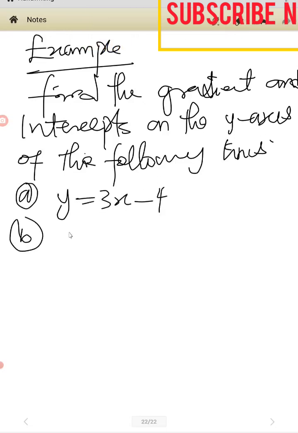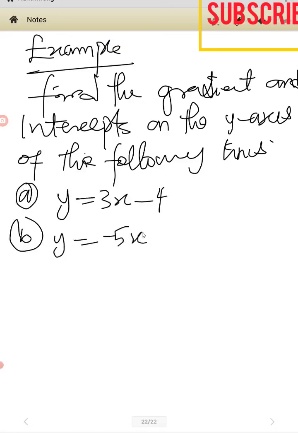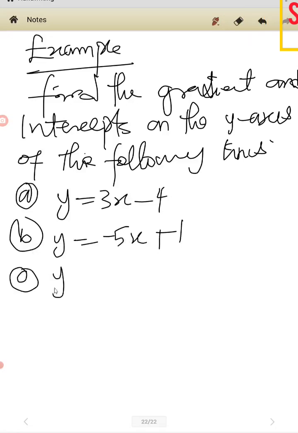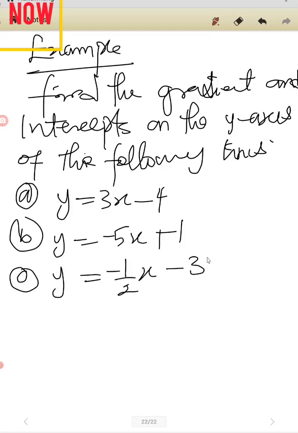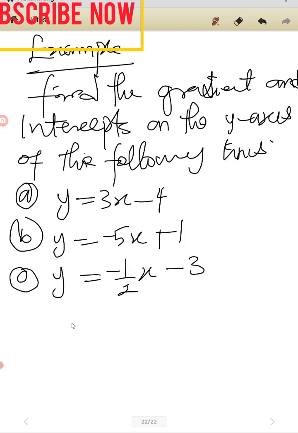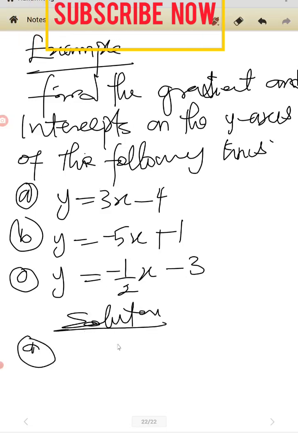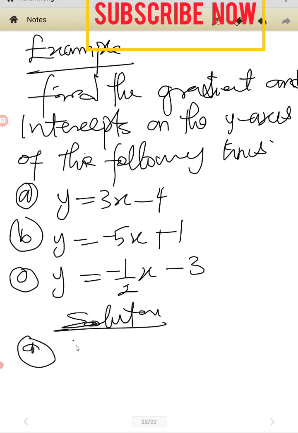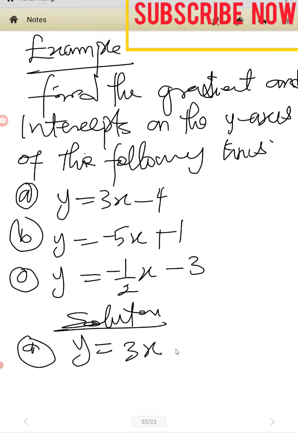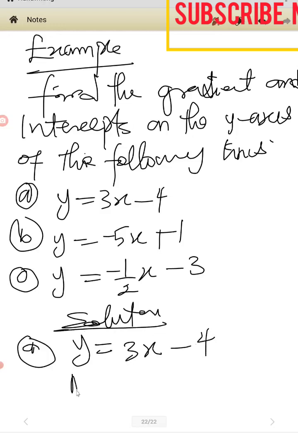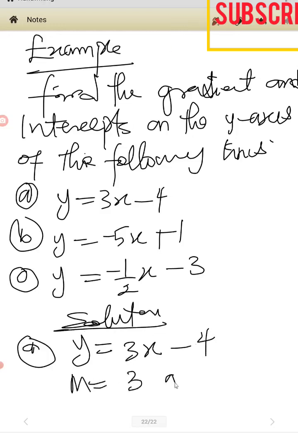We have another line like y is equal to minus 5x plus 1. Let's say we have another line C, y is equal to minus half x minus 3. Now, to find the solution, let's start. For A, if you are to find the gradient and intercept, if y is equal to 3x minus 4, it means that our m, which is the gradient, is 3, and our intercept, that is c, is equal to minus 4.